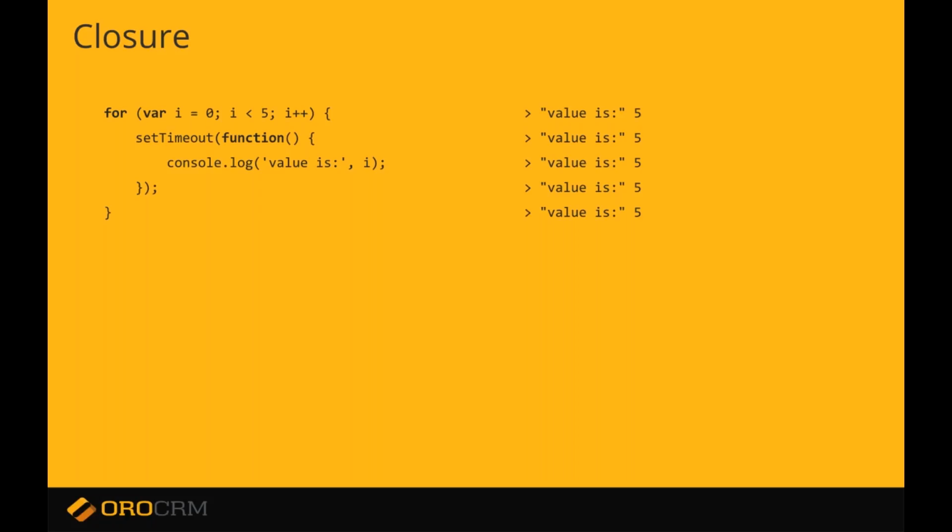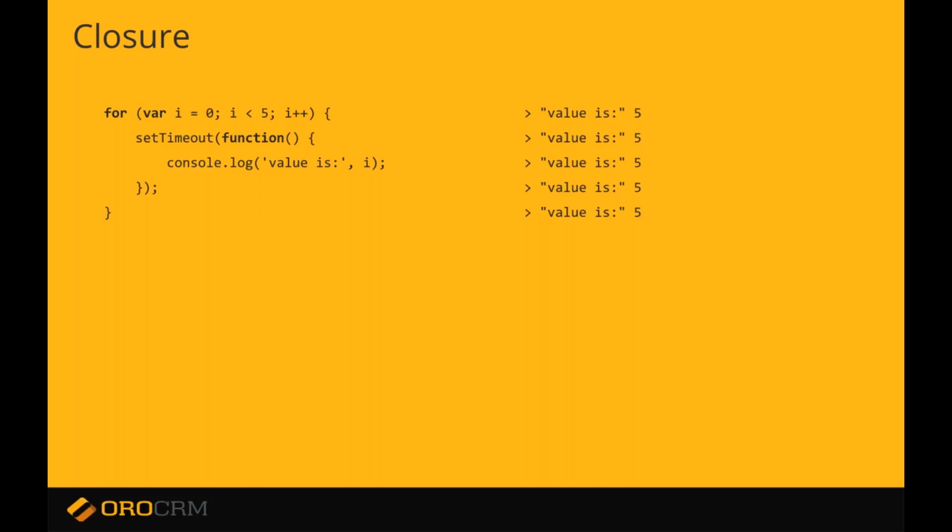It might be a bit unexpected, but after all, we will see in the console on the right side of the screen that all of those executions will output 5, despite that you might expect to see 0, 1, 2, 3, 4.